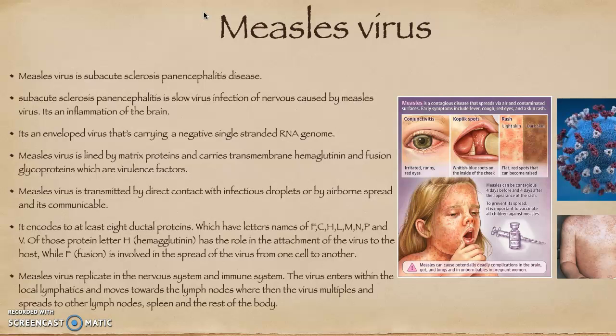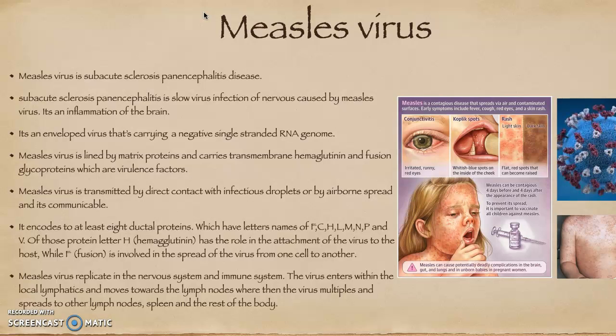So the next microbe I'm going to talk about is Measles virus. So measles virus is an enveloped virus that's carrying a negative single-strand RNA. It causes inflammation of the brain. Also, measles virus is transmitted by direct contact with an infectious droplet or airborne spread.